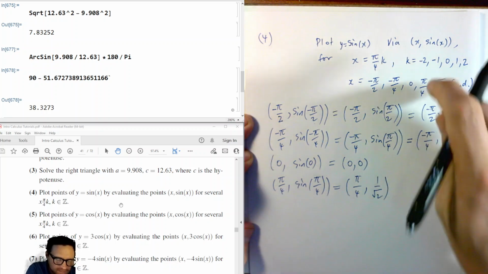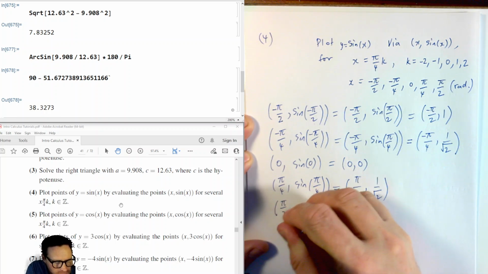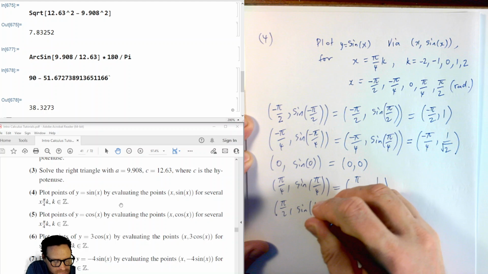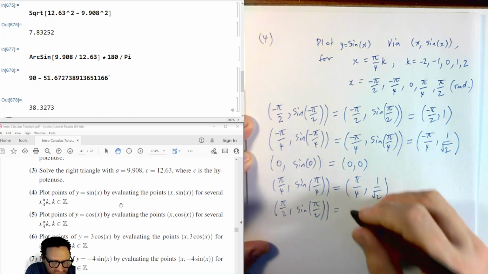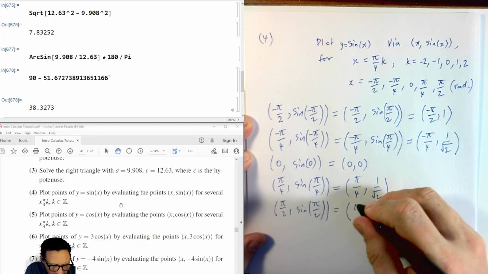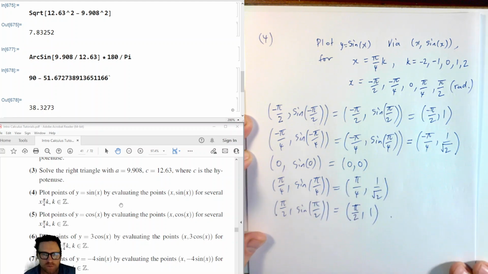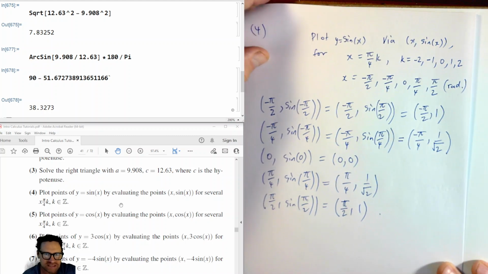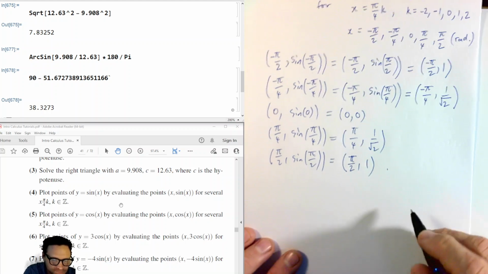And then finally, pi on 2. So we've got 1 for that y coordinate. Okay, so now that we have a collection of points, let's plot our function y equals sine x.